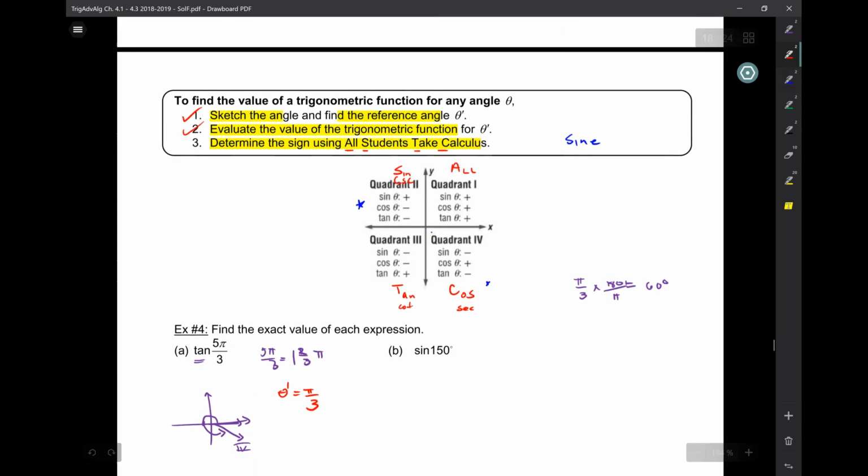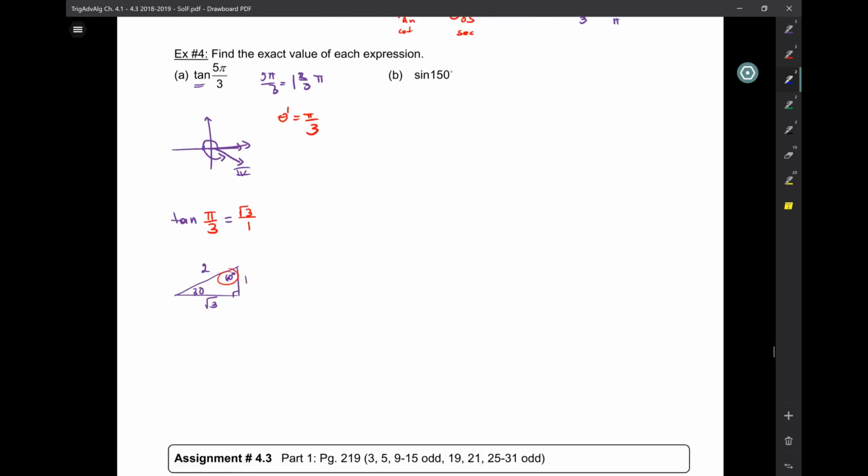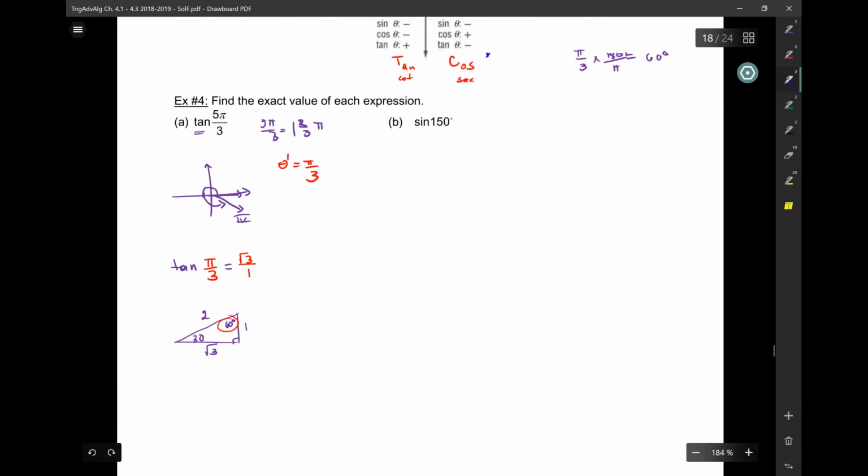So we did that. That was number 2. And then number 3, determine the sign. In this quadrant, is tangent positive or negative? So it's all students take calculus. Tangent is negative. So this would be negative root 3 for the answer. I know it's a lot. Let's do one more.